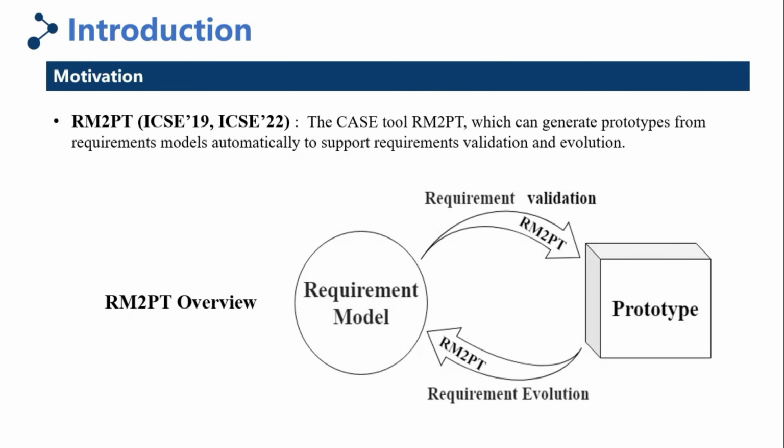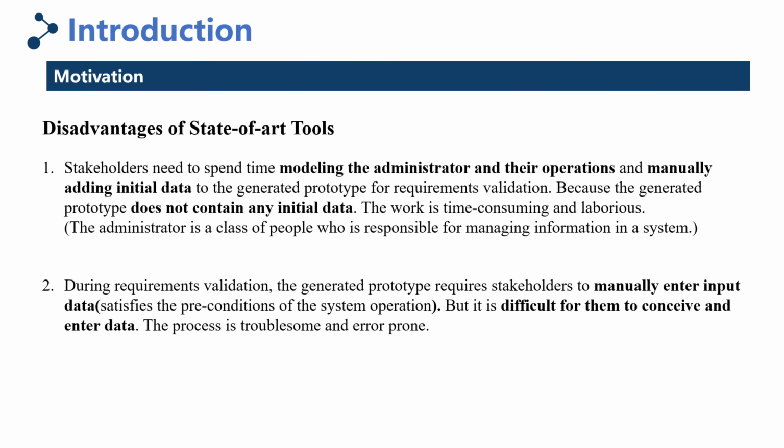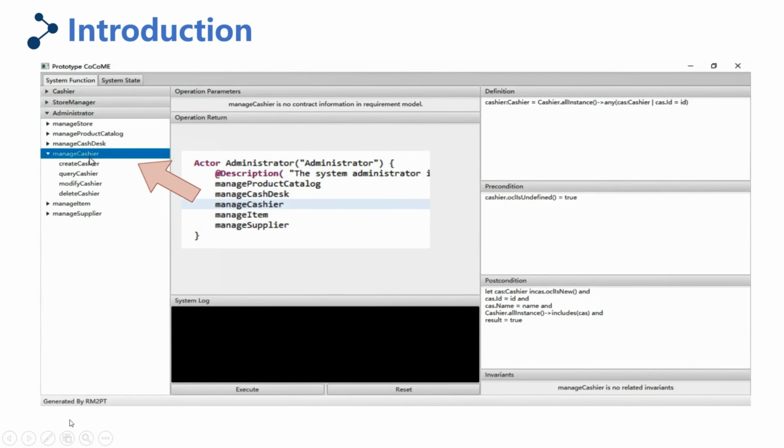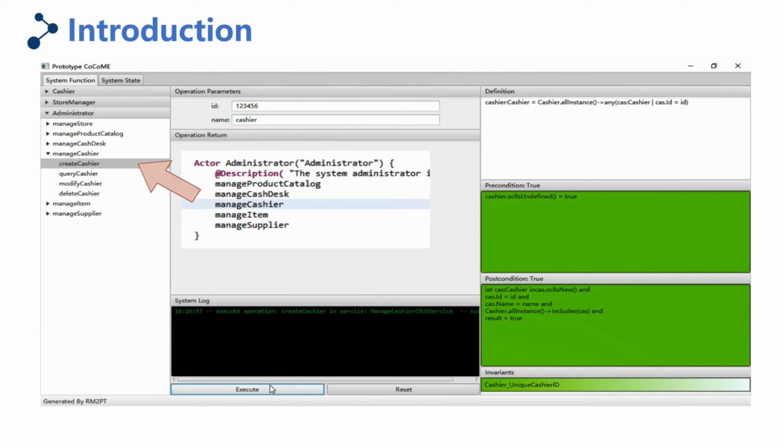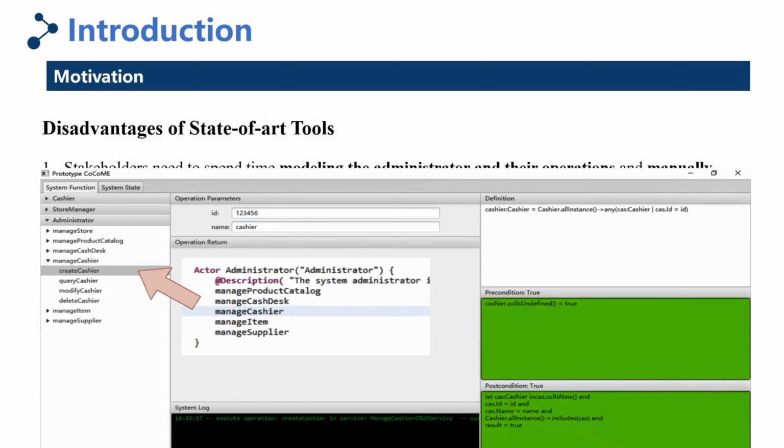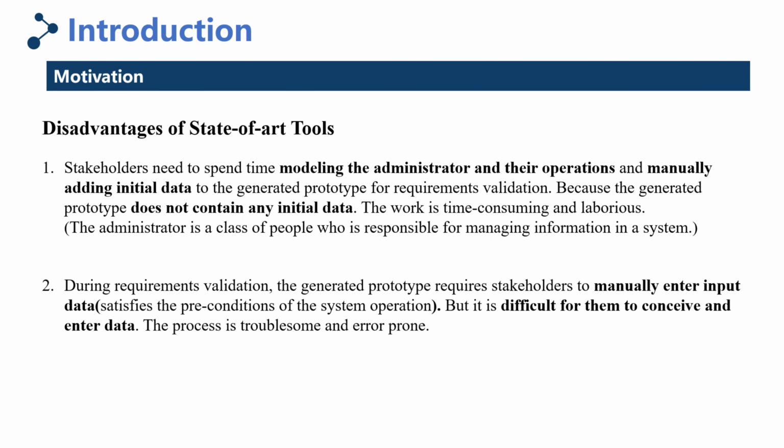The case tool RM2PT has the following two disadvantages. On the one hand, stakeholders need to spend time modeling the administrator and their operations and manually adding initial data to the generated prototype for requirements validation. Because the generated prototype does not contain any initial data, the work is time-consuming and laborious. The administrator is a class of people who is responsible for managing information in a system.